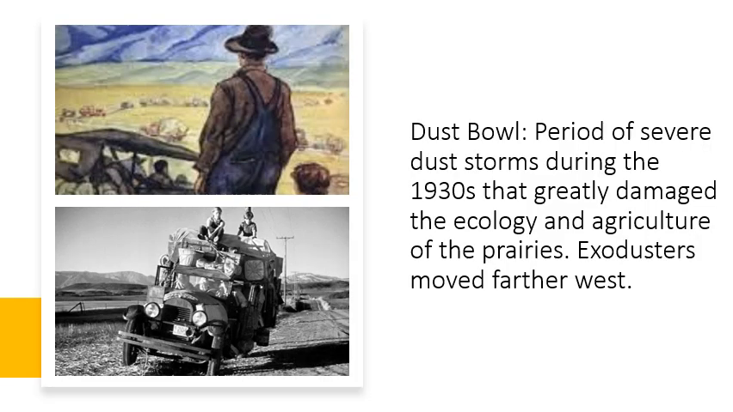Now, to add insult to injury, you guys, not only did we have in the Midwest the Great Depression, we also had this huge environmental thing going on called the Dust Bowl. This is a period of severe dust storms that damages the ecology and the agriculture of the prairies. And so what people are going to do, we're going to call them exodusters. They're quite literally just going to pack everything up and leave.